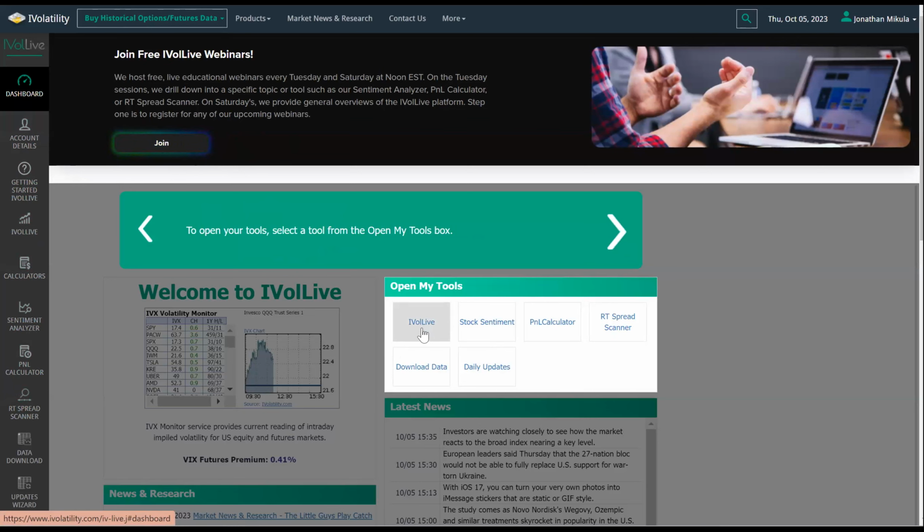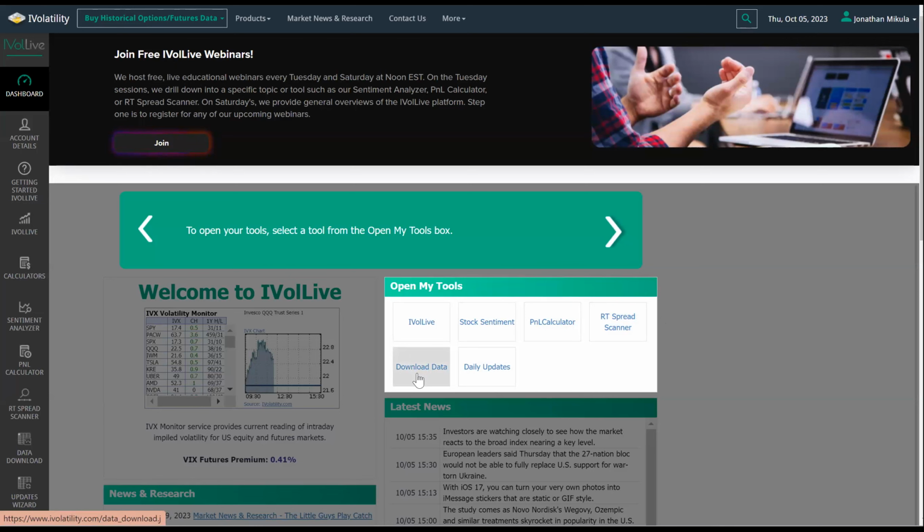IVolLive is how we run screens. Stock sentiment analyzer is how we analyze stock or index sentiment. P&L calc is how we measure the potential profit and loss of a trade, which we'll do today. Real-time spread scanner is a very powerful tool. This scans the market for 9 different options trading strategies. So we'll do a webinar on this very soon. It kind of deserves its own 45 minutes to an hour.